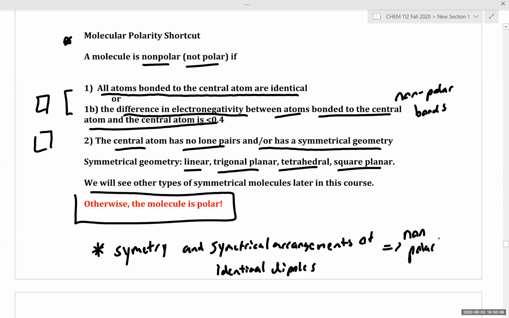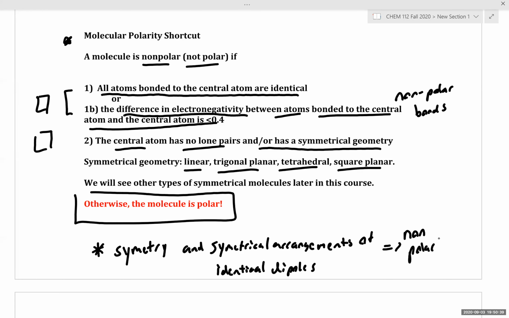So do these rules make sense to everyone so far? If not, we're going to see some examples of these rules in practice. But this is sort of a checkbox to determine whether or not you have a polar or non-polar molecule. Any questions before we move on and start applying these rules? Okay, so let's take a look.